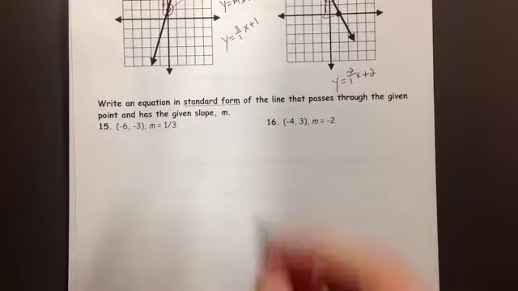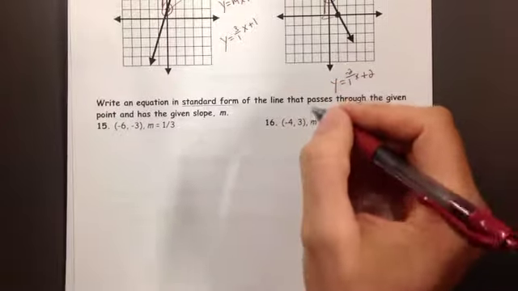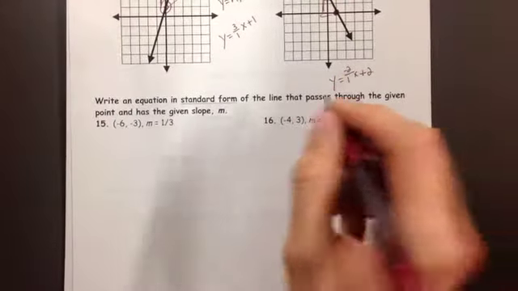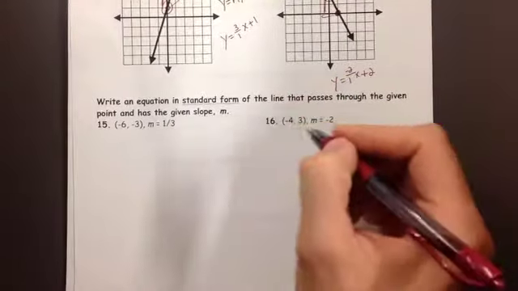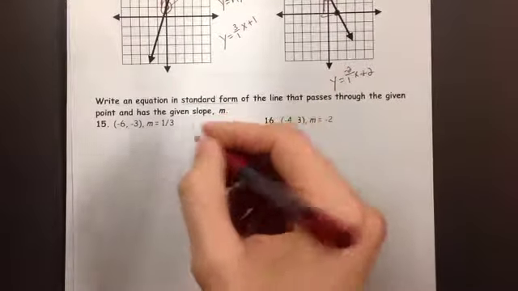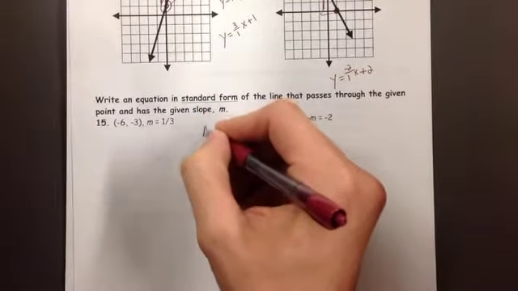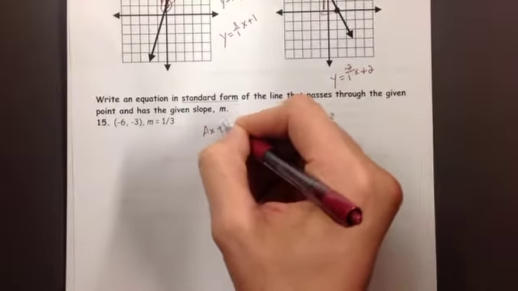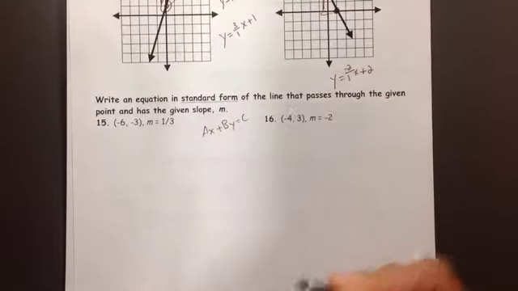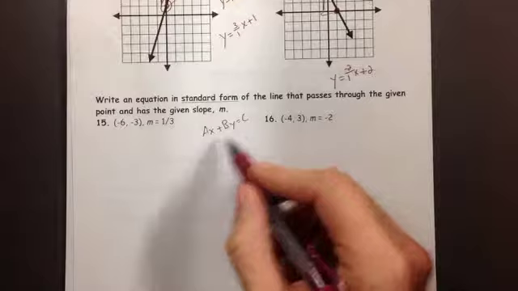This one, standard form, I'm going to show you guys standard form on this one, and then I'm just going to do y equals on the next two, because the test will be heavy on y equals and less so on standard form. But I want it to look like this: all whole numbers, x and y on the same side, no fractions, and x needs to be positive.